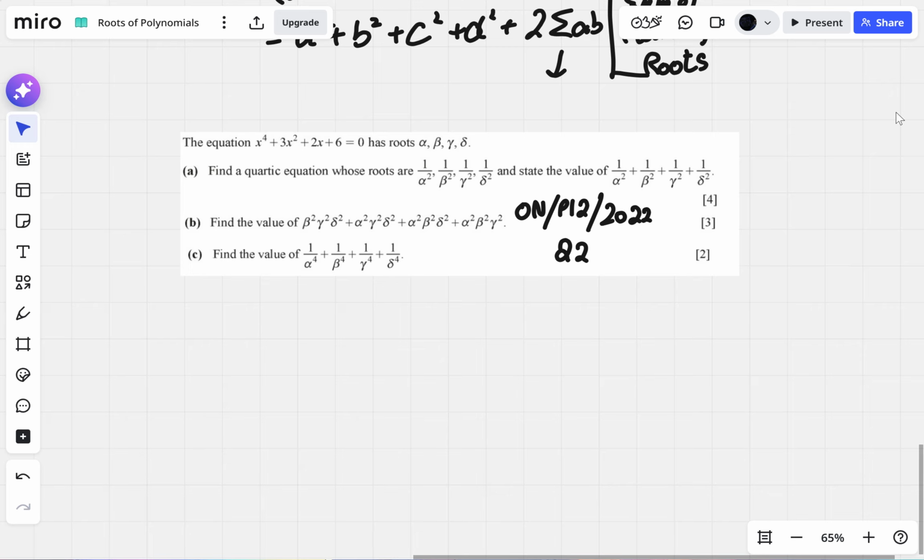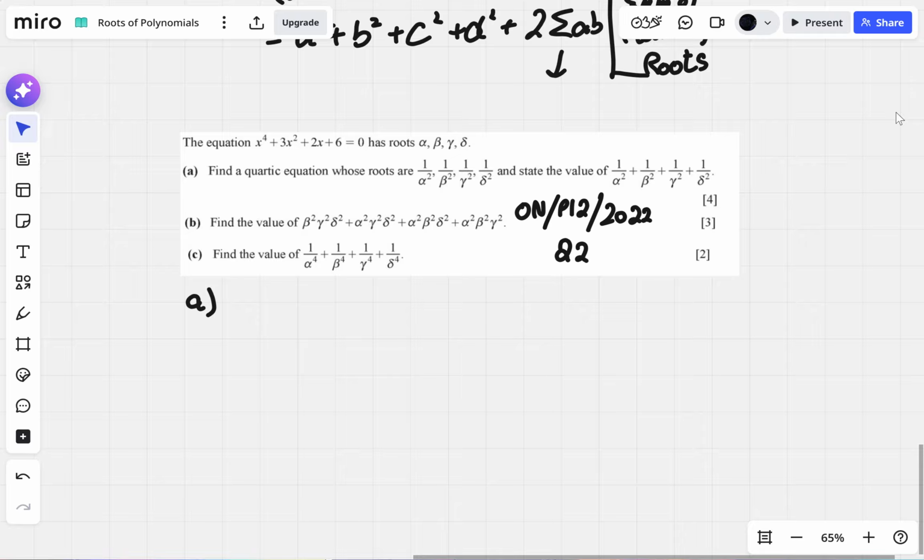So first we have to find a quadratic equation whose roots are 1 over alpha squared, 1 over beta squared, 1 over gamma squared, and 1 over delta squared, and get the value of the sum of those. All right. So first of all, let's solve part A. Part A is going to be a substitution, because the roots of the original equation are alpha, beta, gamma, and delta. We have to modify those to become 1 over alpha squared, 1 over beta squared, and so on.